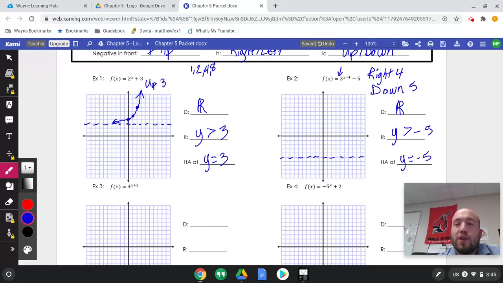Now, it's 3 instead of a 2. So instead of 1, 2, 4, 8, we still always start with a 1. Then just multiply that by 3. So 1 times 3 will be 3. Multiply that by 3, we'll get 9. If we kept going, multiply that by 3, we get 27.